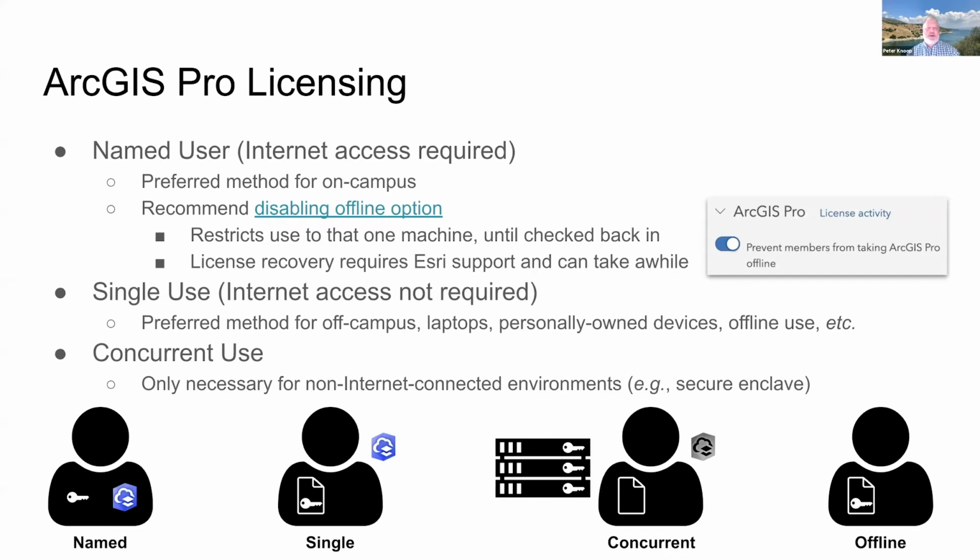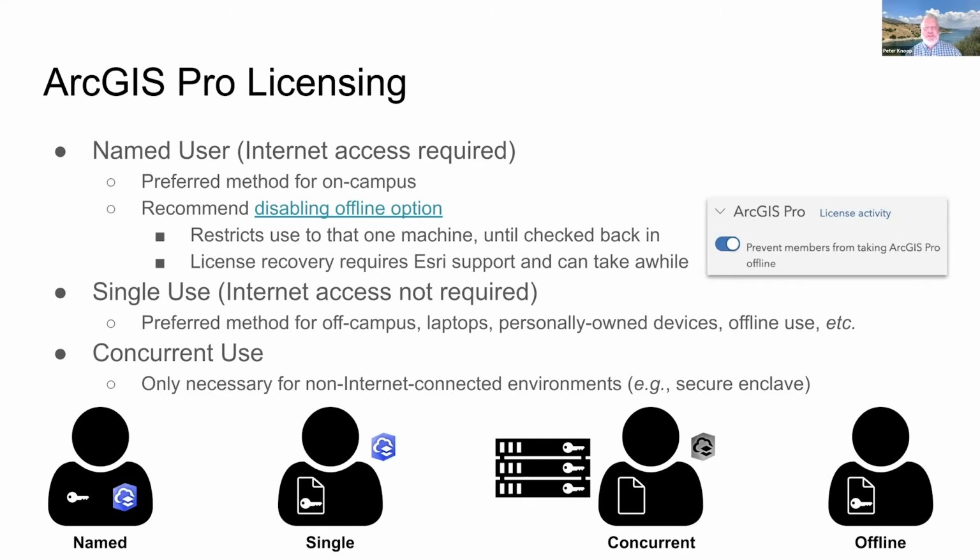Best practices for ArcGIS Pro Licensing. These days, the simplest thing to do is just to give everyone a named user license. They get that automatically when they're provisioned, when they log in that first time. Internet access is required, so it's our preferred method for on-campus usage.